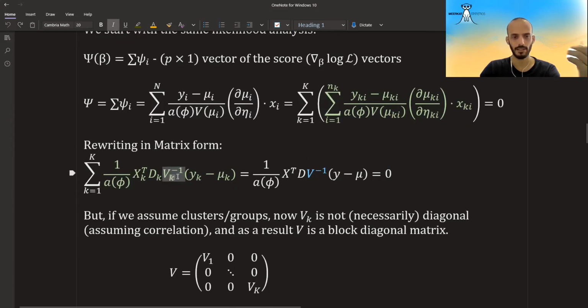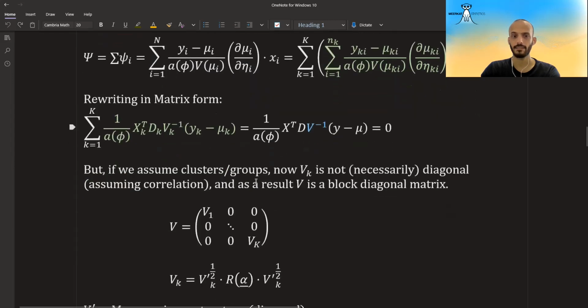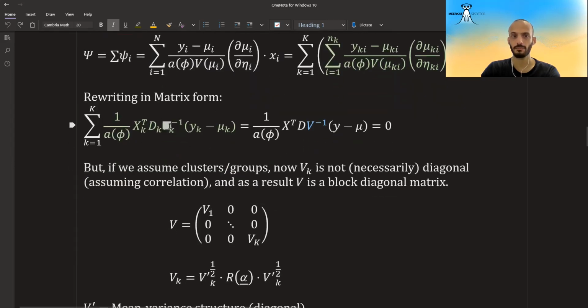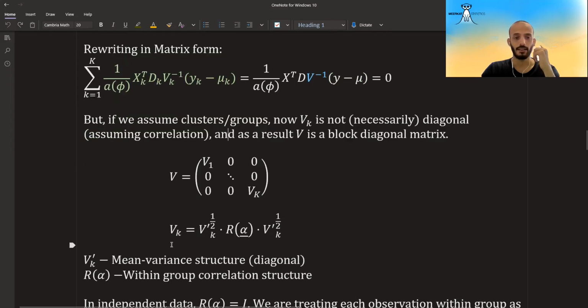It can incorporate into it also some correlation structure. And in that case, this V over here will become a block diagonal matrix, okay? So it will be V1, which is the first diagonal, and then V2, and so on, until Vk. Okay, and what we can do now is break down the Vk to the original Vks that we have.